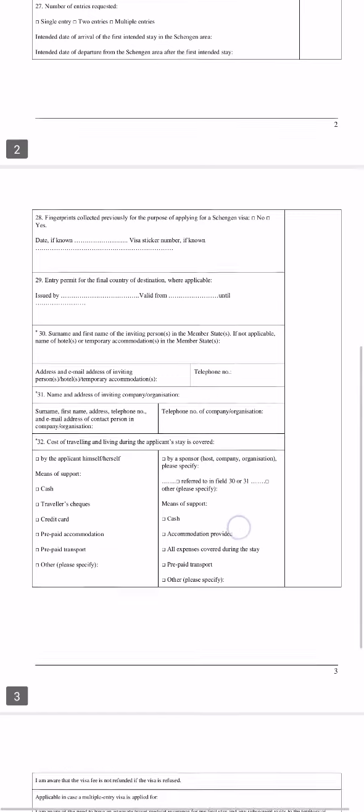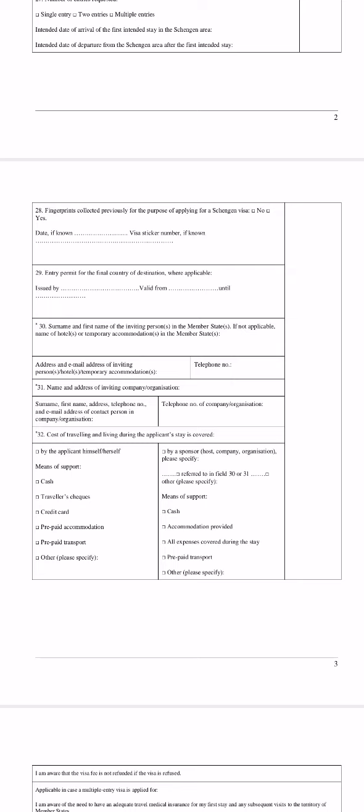Then question 30 says the surname and first name of the inviting person in the member state. If not, the name of the hotel or temporary accommodation in the member state. This simply means that if you have somebody in this Schengen country who invited you, you should write the person's name and address. But if you don't have a person there, you have to put the hotel reservation you have, the hotel or accommodation where you are going to stay.